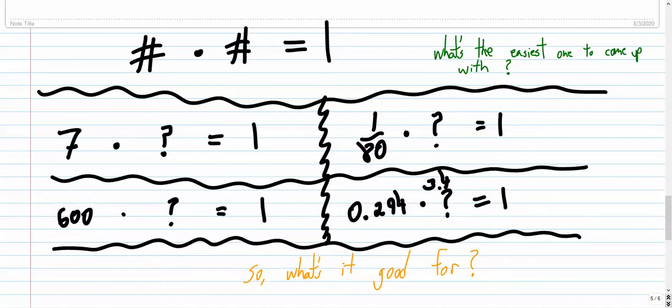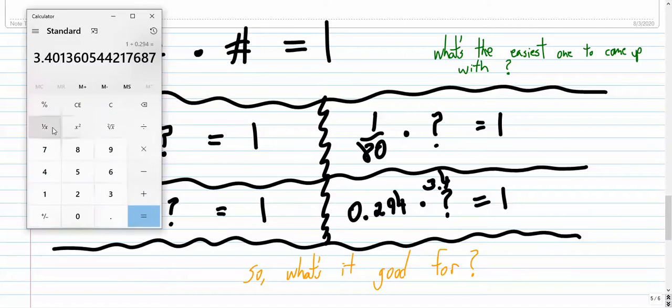A lot of your calculators will even have that as a button on them somewhere. Right here is the 1 over x button. Let's go back and see what that does. Let's put in our 0.294, and let's just hit the reciprocal button and see what it gives us. It gives us the 3.4.